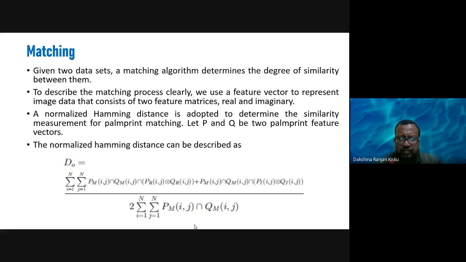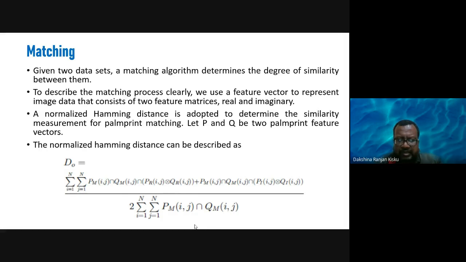Here P and Q are the two feature vectors, obtained from the enrollment process and the verification process. The normalized Hamming distance can then be described by this equation. Here you can see there are three different parameters used for the reference template as well as for the query template. PR of I comma J represents the real part of the image, and QR of I comma J represents the real part of the query. This PR and QR basically represent the reference template and query template. Here the subscript R represents the real part of the features, and the subscript I, capital I, represents the imaginary part of the features.